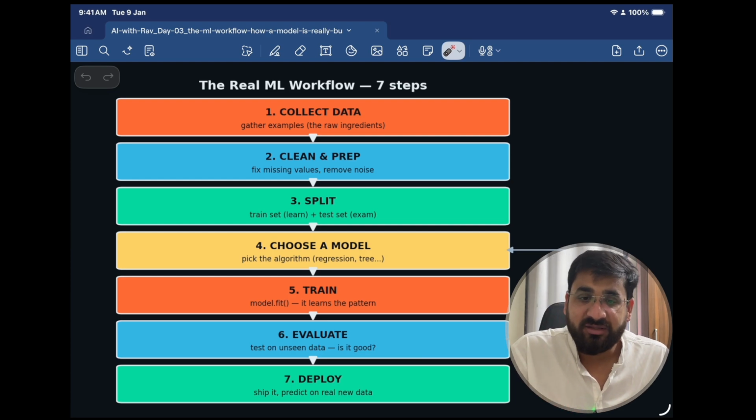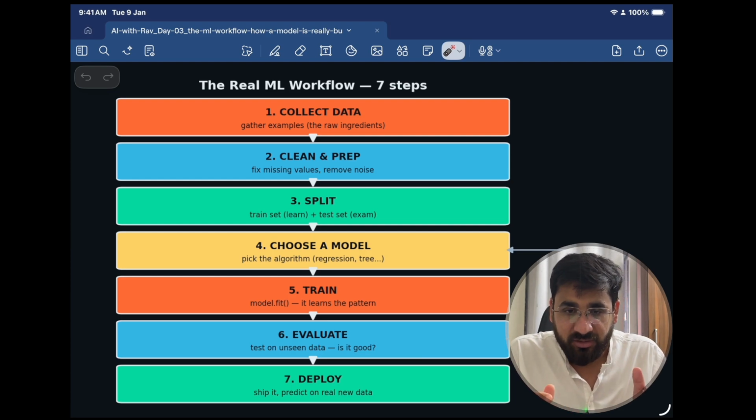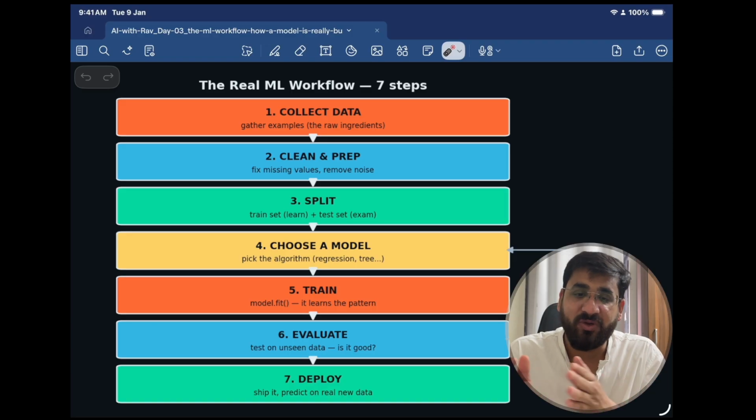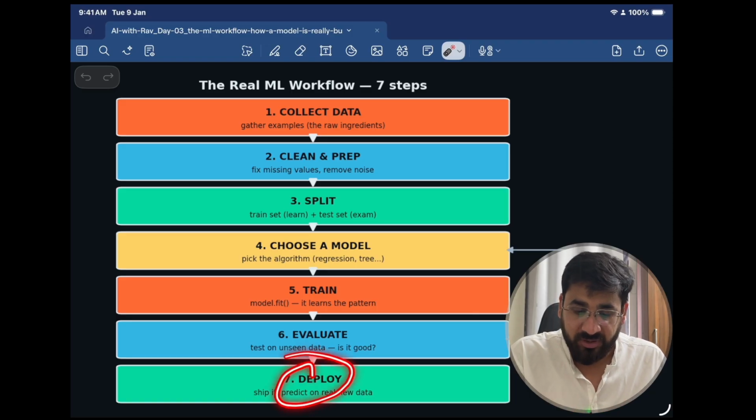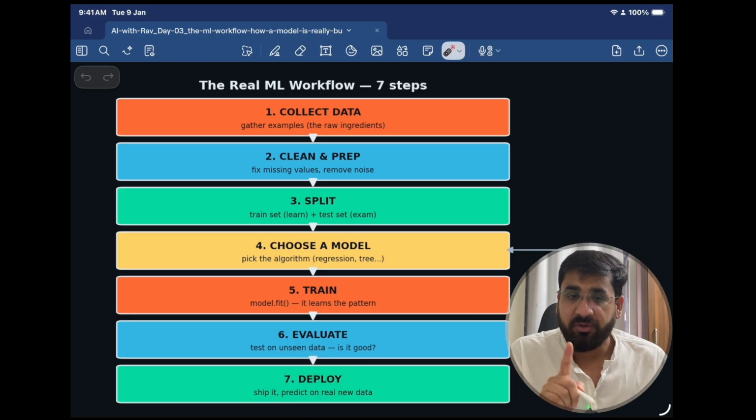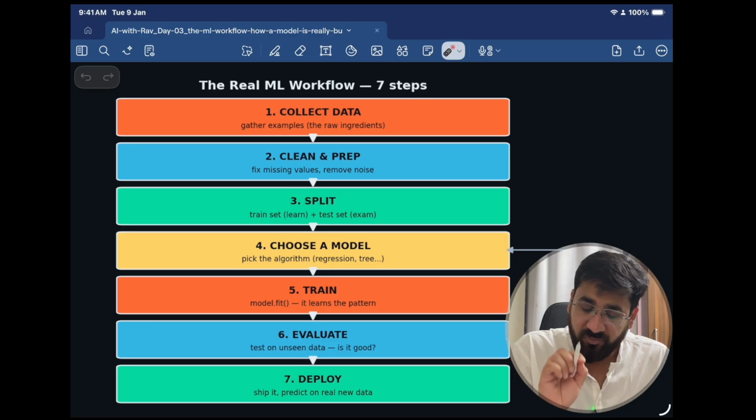And once everything is done, you will not keep it on your laptop. Somewhere you have to deploy it, then only can you make money. You will solve a real life problem, you will sell it. That is called deployment. So it's pretty simple. If you want to remember these steps, it's very simple.